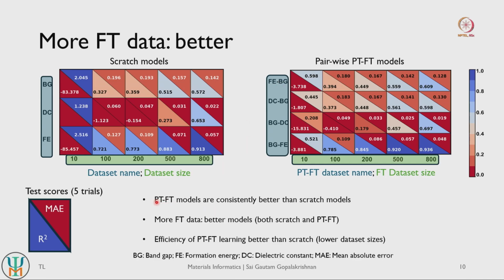First thing is, in general, pairwise transfer learned models are consistently better than Scratch models. For example, take the last couple of cells here that are predicting formation energies, and compare them with these formation energy predictions here with Scratch models. You see that both the R2 scores and the mean absolute errors are better for your transfer learned models compared to your Scratch models. So you see bluer and redder combinations here compared to the combinations that you see here.